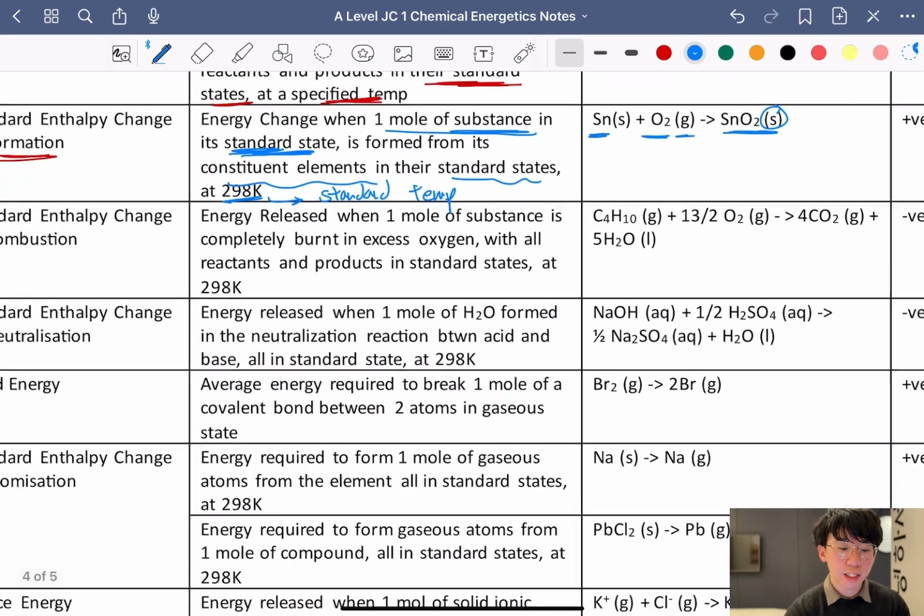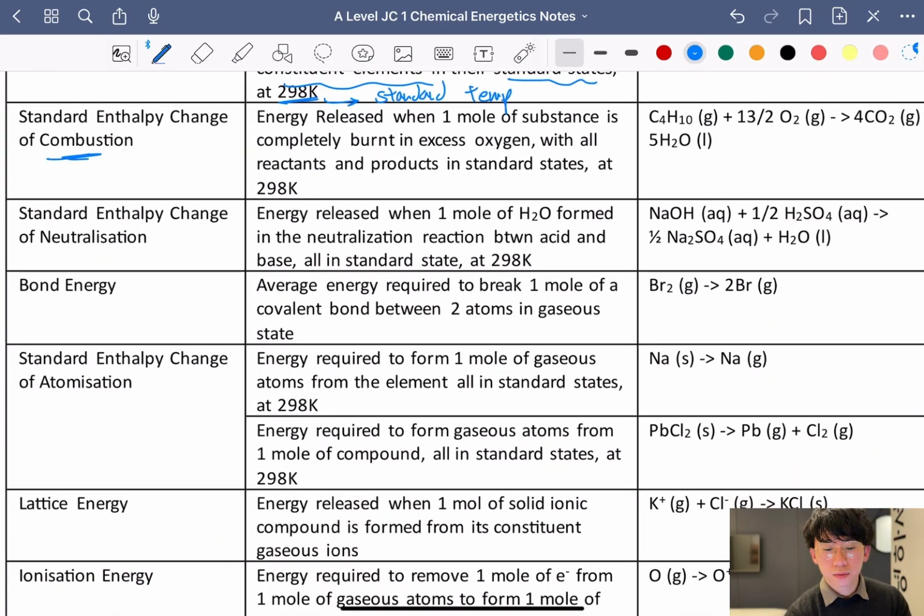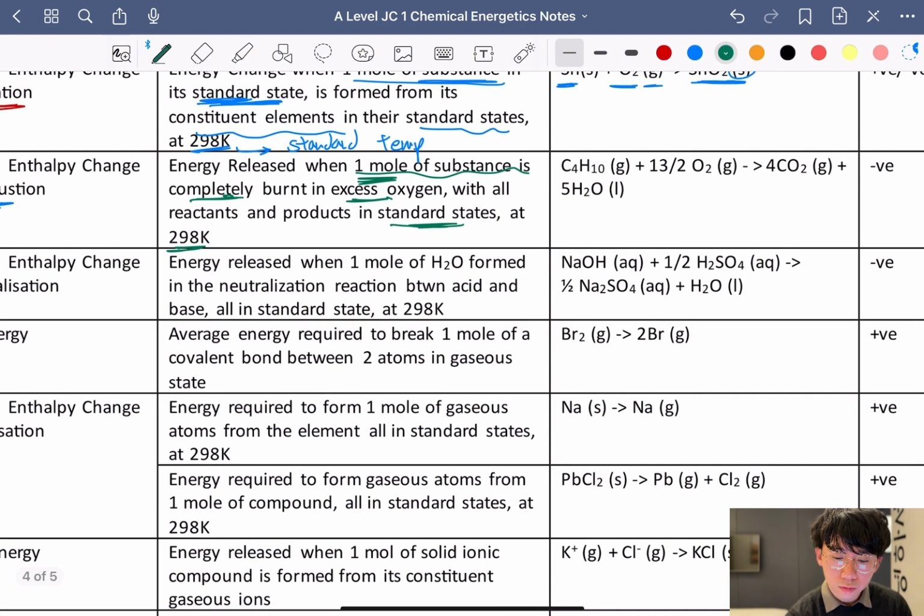Next up is enthalpy change of combustion. So this is when 1 mole, only 1 mole of the substance, is completely burnt in excess oxygen, and all the reactants and products are in standard states. Of course, again at 298 K. So for example, you have butane. Realize that this is 1 mole, and by combusting in oxygen, I get all my reactants and products in standard states. So CO2 will be gas, and H2O will be liquid. And then I just balance my equation, and that's my enthalpy change of combustion.